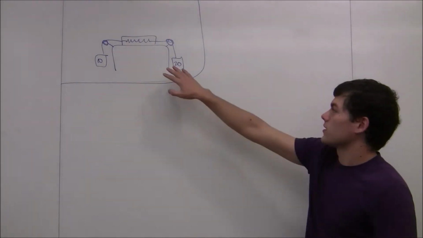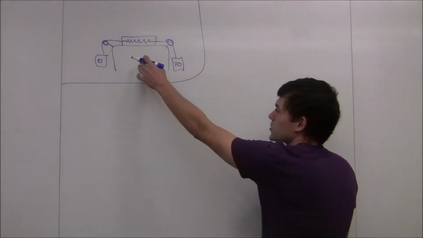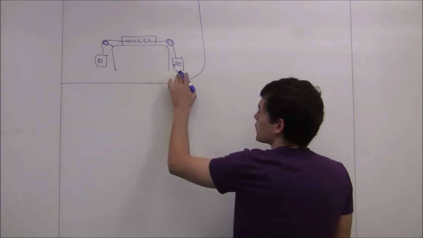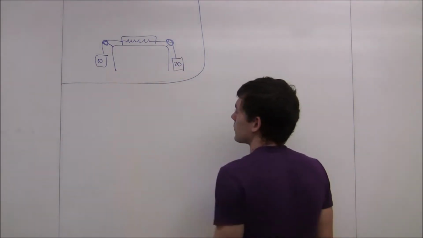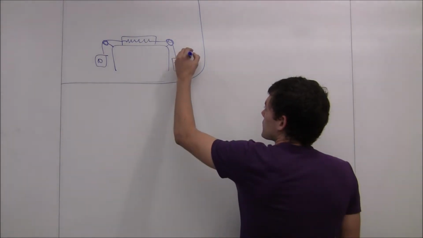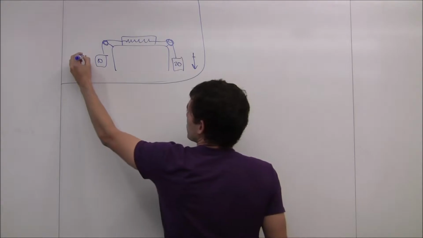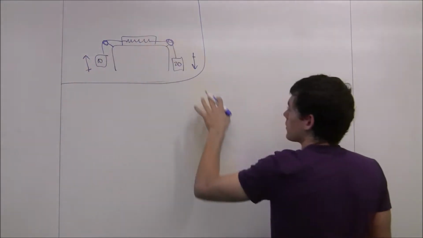So in this problem, we're given a situation that looks like this. We have a spring scale sitting on top of a frictionless table. It's attached by pulleys to a 20-pound weight on one side and a 10-pound weight on the other. Now, on this side, I'm going to define downwards to be positive, and on this side, I'm going to define upwards to be positive, both along the length of the rope.